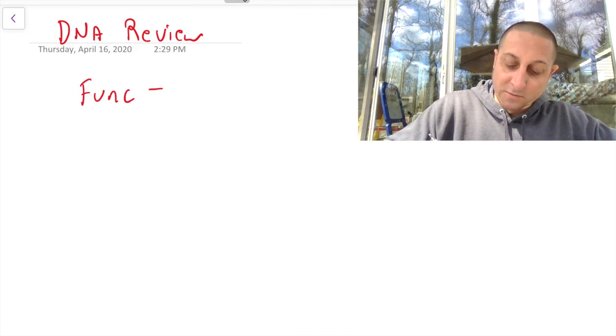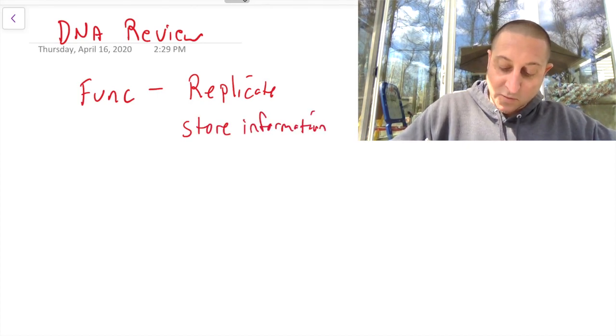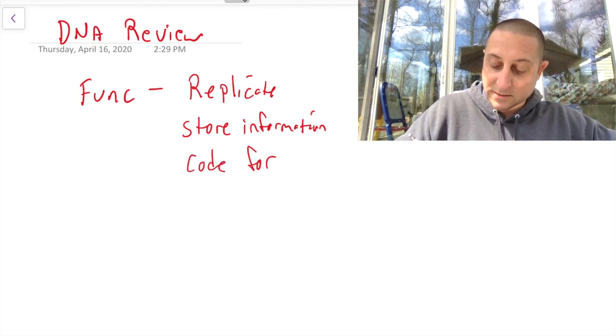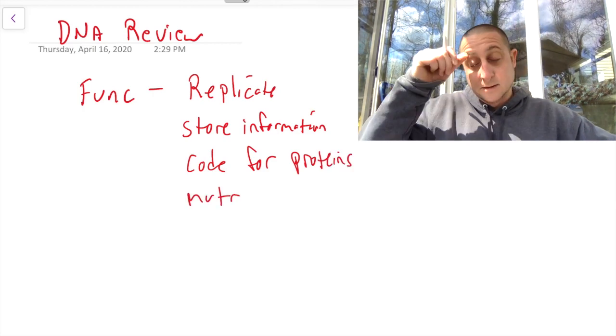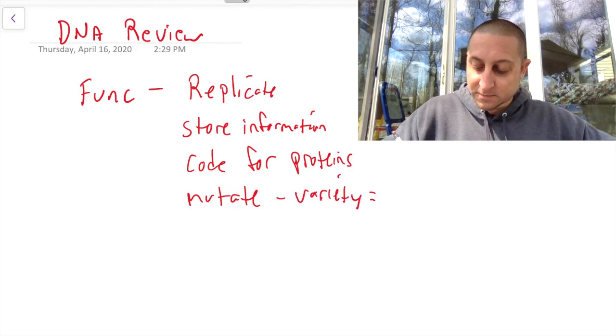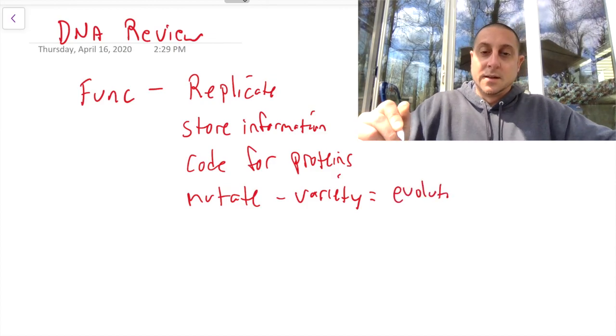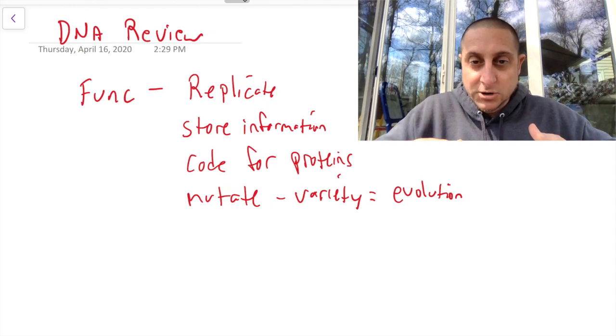It has to be able to replicate. It has to be able to store information. It has to be able to code for the production of proteins, and it has to be able to mutate. Not all mutations are bad. That mutation allows for variety, it allows for evolution. It allows for organisms to adapt to a changing environment. Right? So that's the function of DNA.